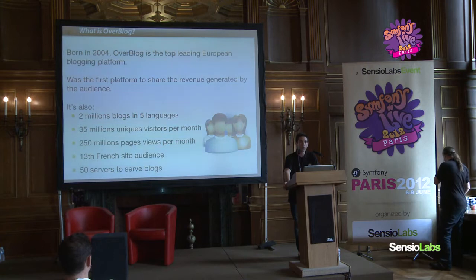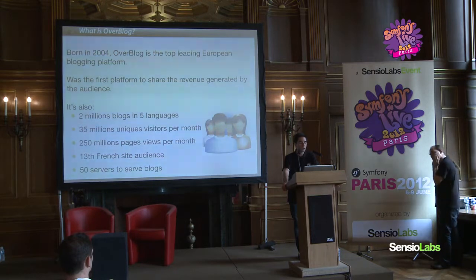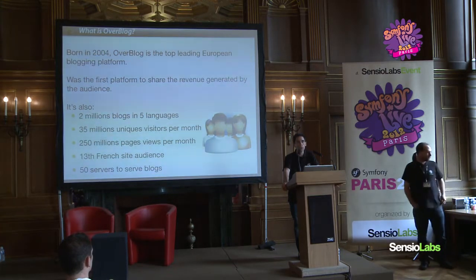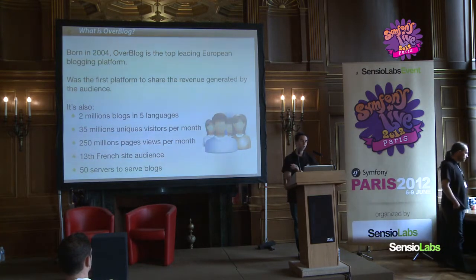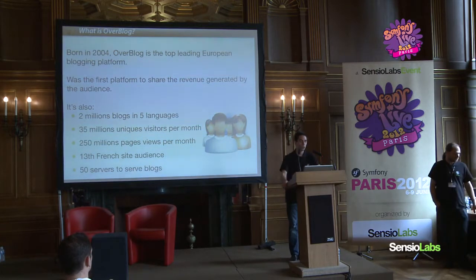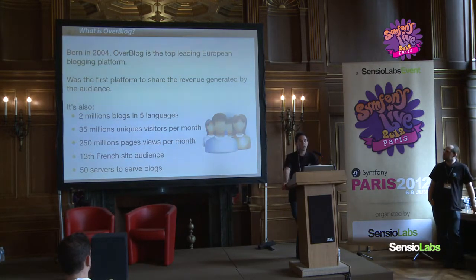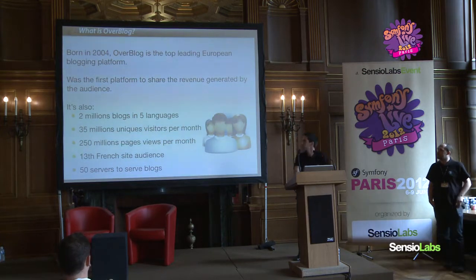Overblog has over 2 million blogs in 5 languages: French, Spanish, German, Italian, and English, and 35 million single visitors, 250 million pages on a monthly basis. Ours is the 13th site in France, managed by 55 servers, and we'll see the server breakdown very soon.